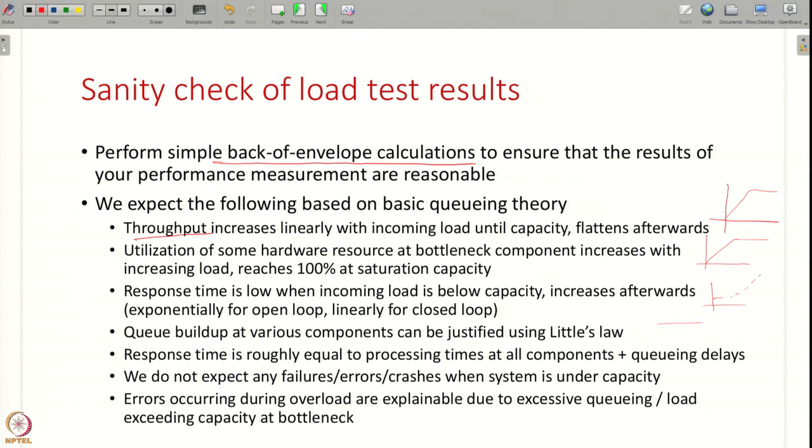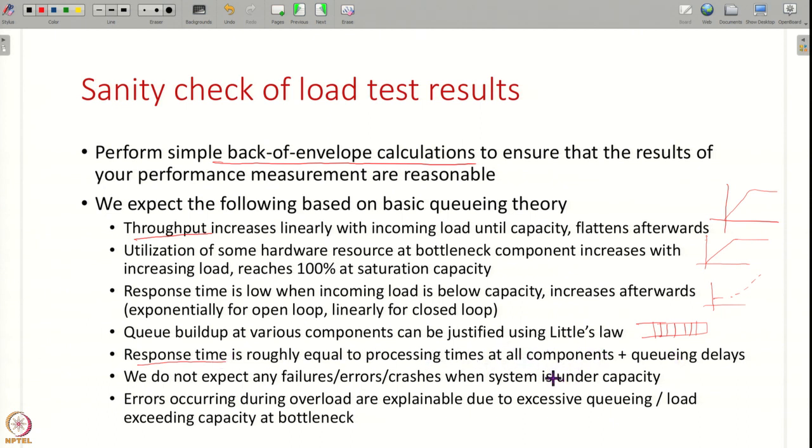Anytime you see some queue building up between components, measure the queue size and see if it can be justified using Little's law. If you do not have enough buffer space to handle all the expected queuing, you should increase your buffer space. So use Little's law to check all the queue sizes, and then see if the response time is roughly equal to the processing time plus queuing delays. You know what the queuing delay should be from Little's law, and you know what the processing time should be from your application.